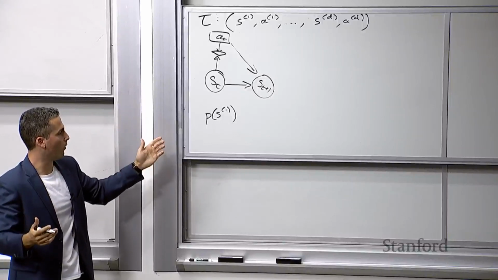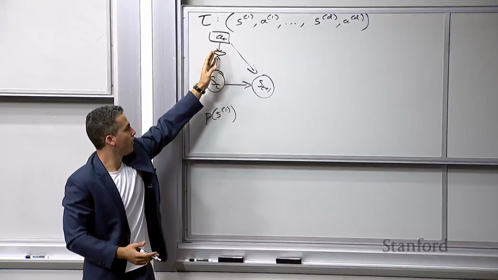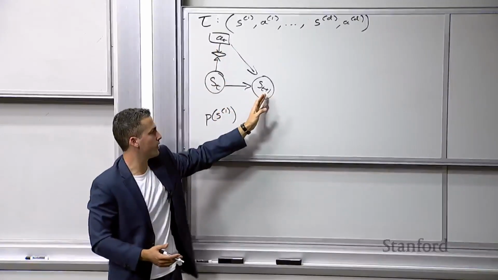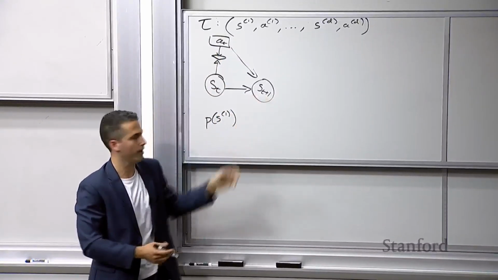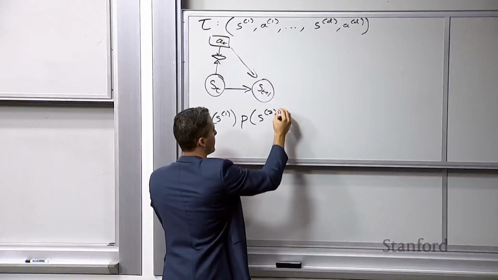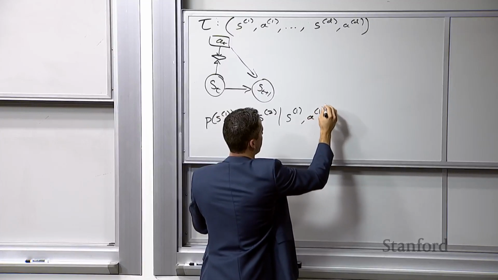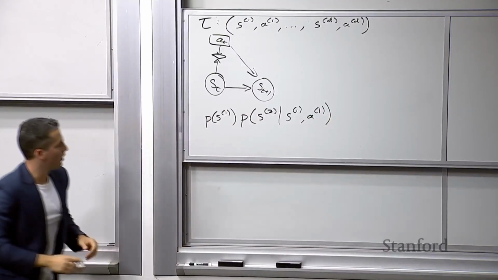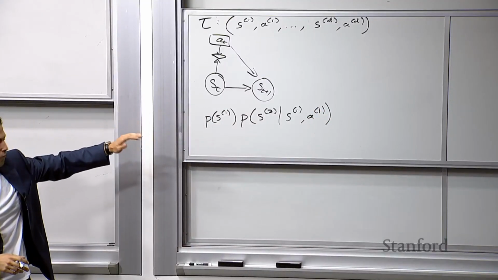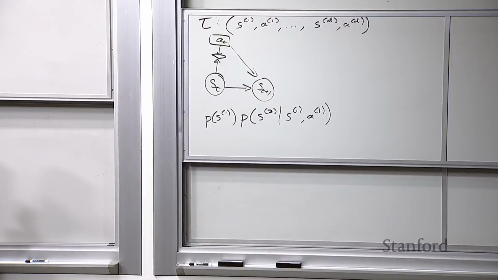Now that we're in state 1, we take action A1. What's the probability that we transition to state 2? That's just our transition probability, right? The probability that we transition to state 2, given we were in state 1 and took action A1. But we're not done there. There's one more term, and this specific term is when we're working with stochastic policies.